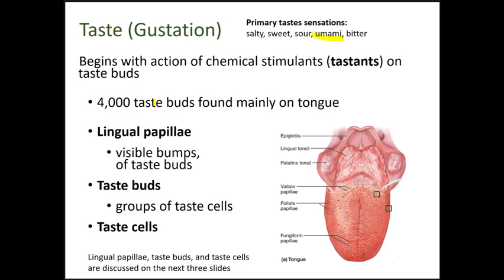Taste, or gustation, begins with the chemical stimulation of sensory cells that are clustered in about 4,000 taste buds. The chemical stimuli, though, are called tastants. Most taste buds are located on the tongue, but some do occur on the inside of the cheeks, on your soft palate, in your throat. We're going to have a look at lingual papillae on the next slide, but lingual papillae are those bumps that you would see on someone's tongue. Taste buds are groups of taste cells. And on upcoming slides, we're going to look at all these different terms.